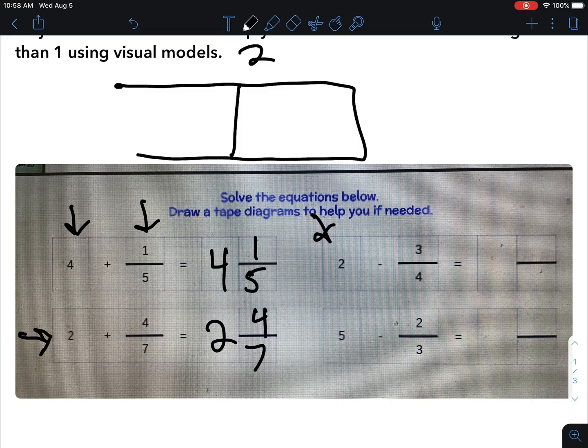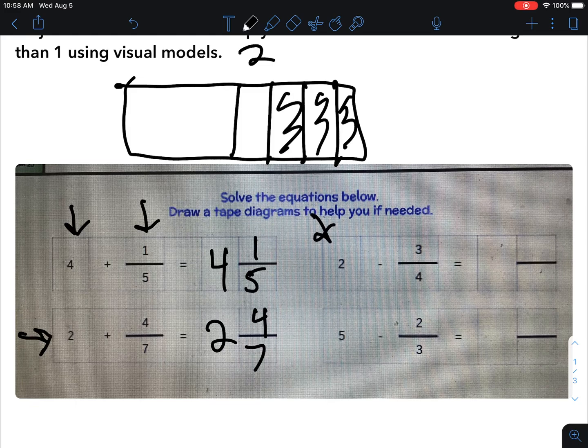I'm always erasing these when I'm talking. So the whole thing is 2. I want to take away 3/4. So I need to divide one of the pieces into 4ths and take away 3 of them. And remember, when we subtract, your answer is what is not shaded. So you have one whole piece, and you have 1 out of 4 for the second piece. So there's your answer. All right.